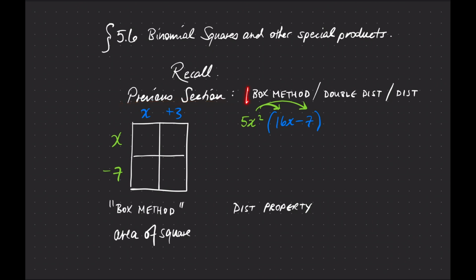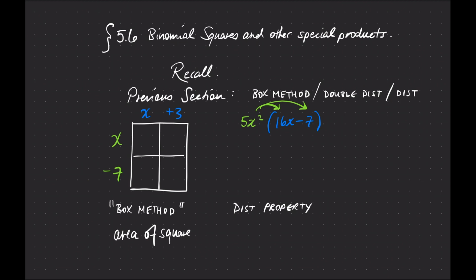So we're going to be using a lot of the box method, which is the same as the double distributive property. Now, I personally think the box method is the most enlightening, so it's the one I'll use to show all the examples. But if you like double distributive property, or even FOIL from high school, those are all perfectly good ways to multiply.